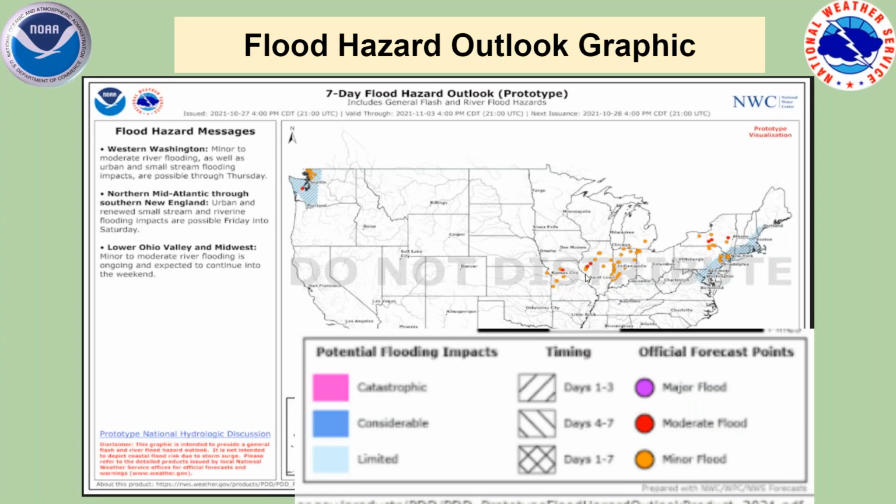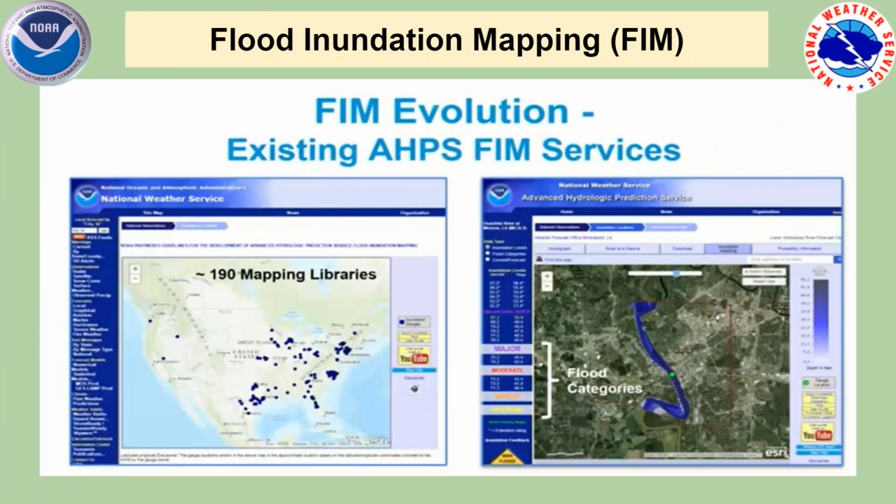And again, using the color coding for those areas in flood or expected to be in flood, and the level, the highest level: minor flood in the orange, moderate in the red, or major in the purple. So again, that's still being prototyped, but I would look for that to be out probably within the next year or two.